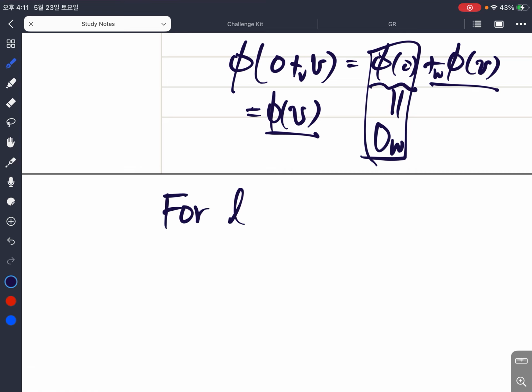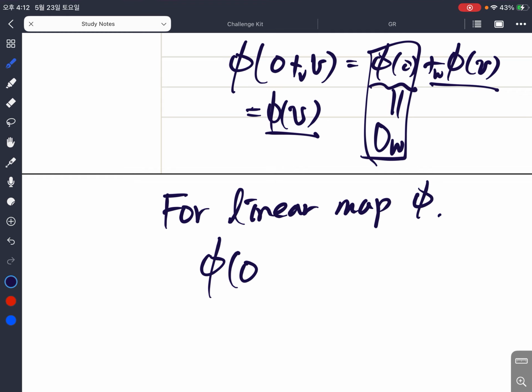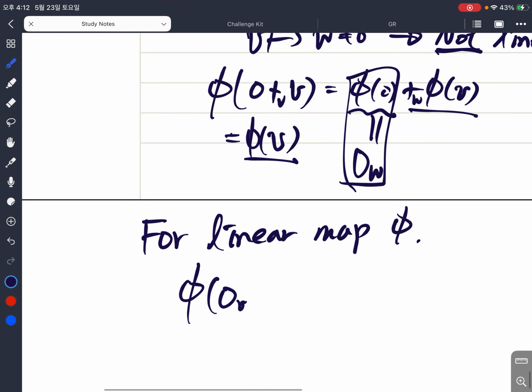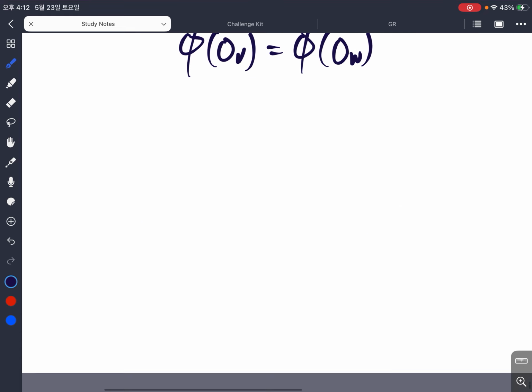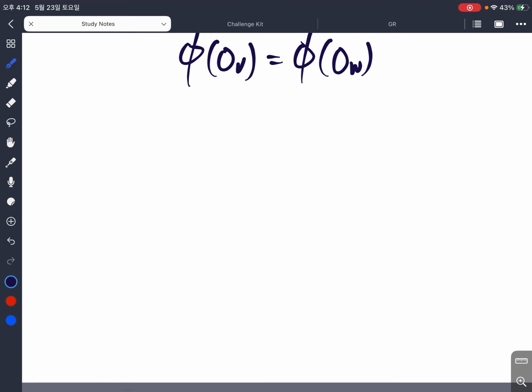And in fact, one of the conditions you can check simply is that for a linear map, phi of 0 in V should be 0 in W. Other things can be non-zero, but 0 should go to the zero vector. This is one of the most important properties of the linear map.